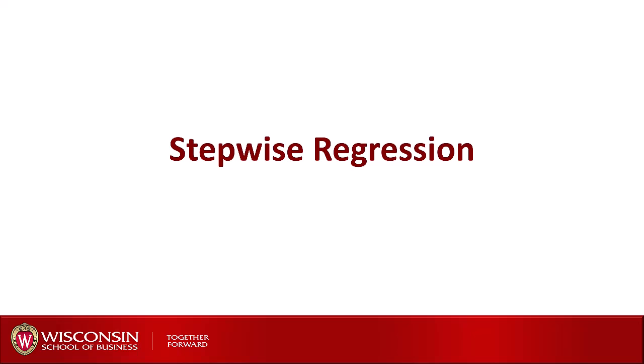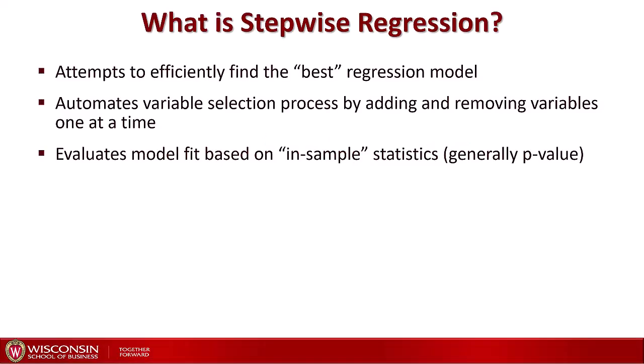Let's say you have a set of variables and you're wondering which one you should include in your model. One method to find out is to use stepwise regression. In a stepwise regression, you're trying to find the best model by adding and removing variables one at a time.